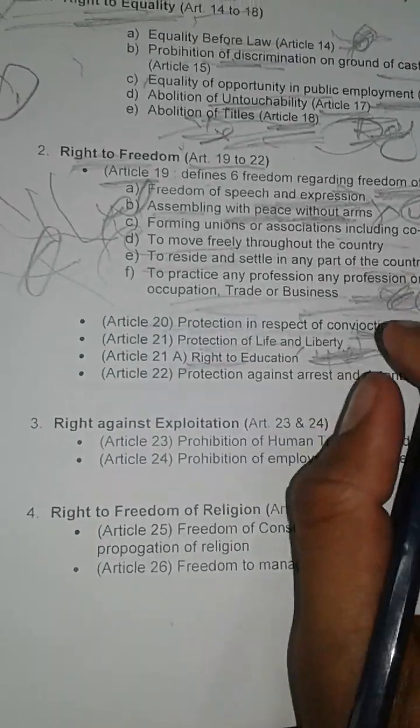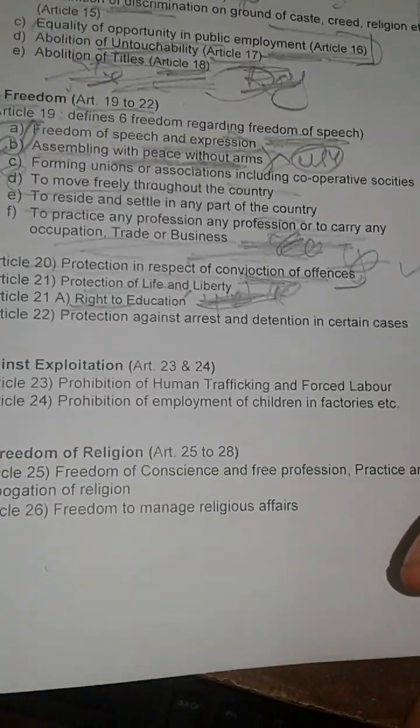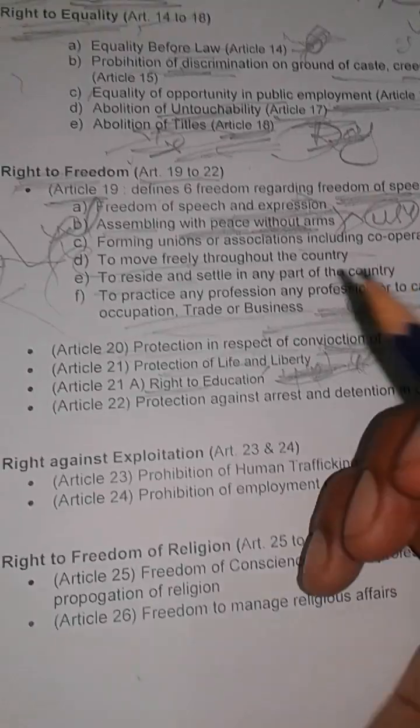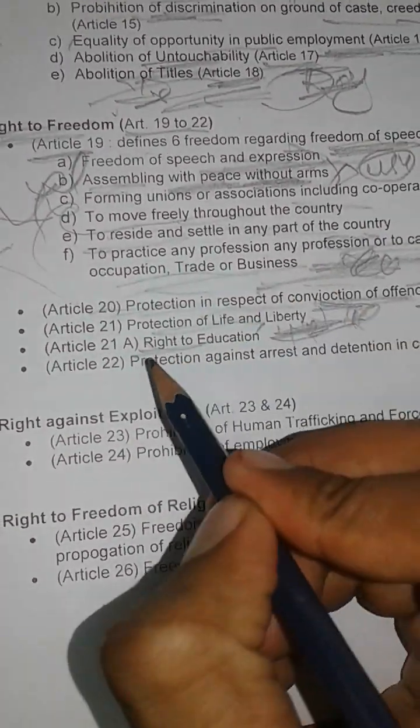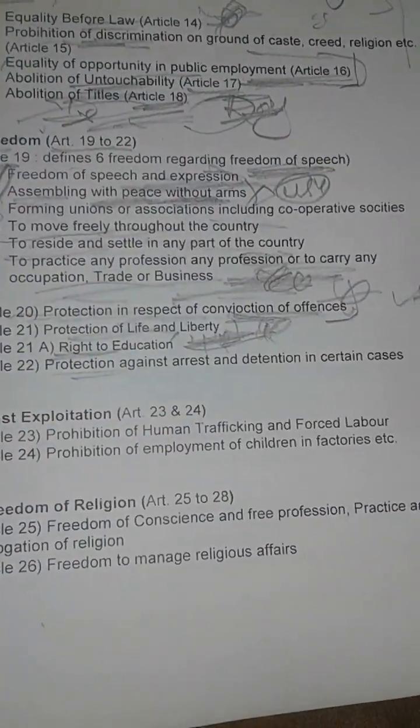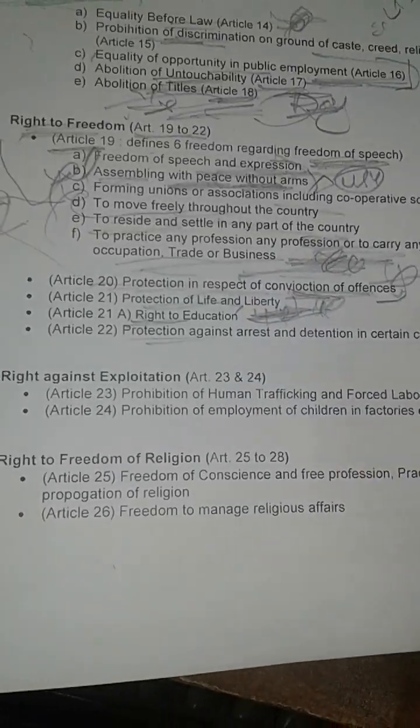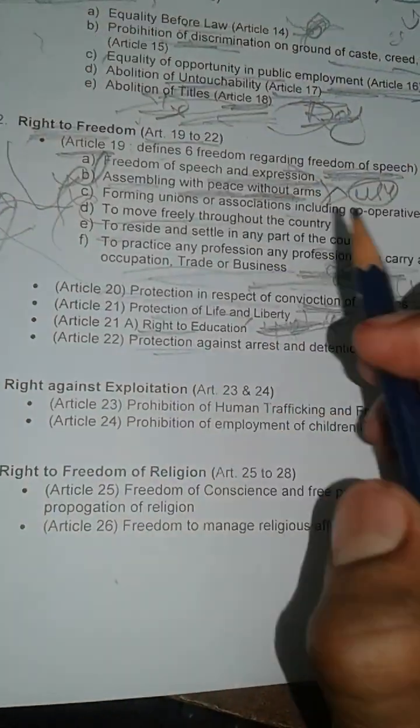Now Article 22, protection against arrest and detention in certain cases. Article 22 basically tells about the protection against arrest and detention in certain cases, which also tells about the, I think, D.K.